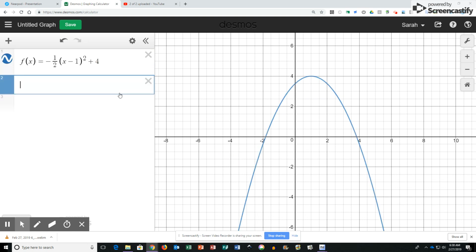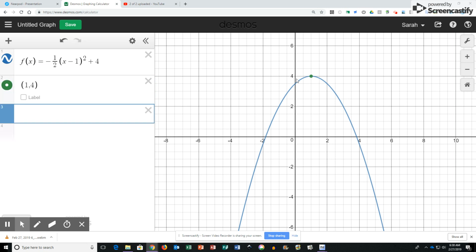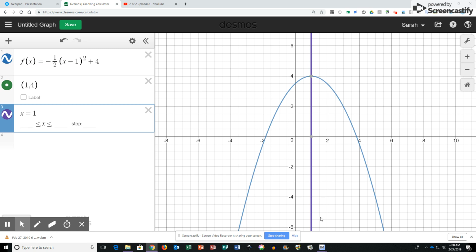Okay, I'm going to type in my vertex, 1, 4. We're going to check to make sure we're right. All right, notice it put a point at our vertex. So that's right. And then we want to look at our axis of symmetry. We said it was x equals 1. There's a line straight down the middle of my graph, so that's correct as well. And then the graph is down like we said it would be on our paper.